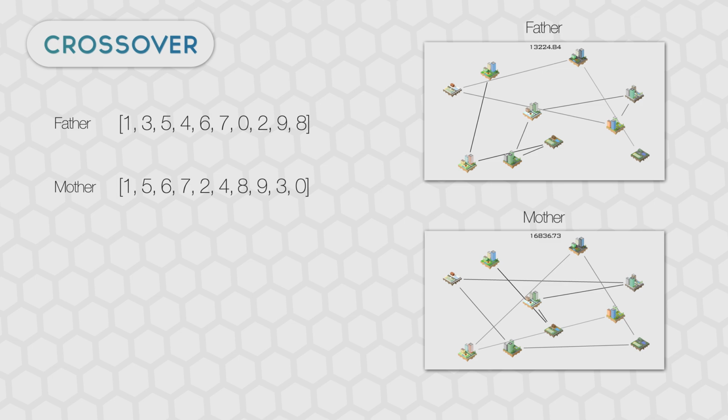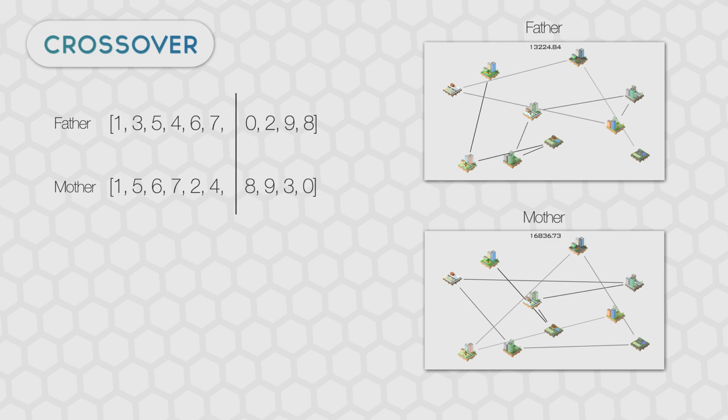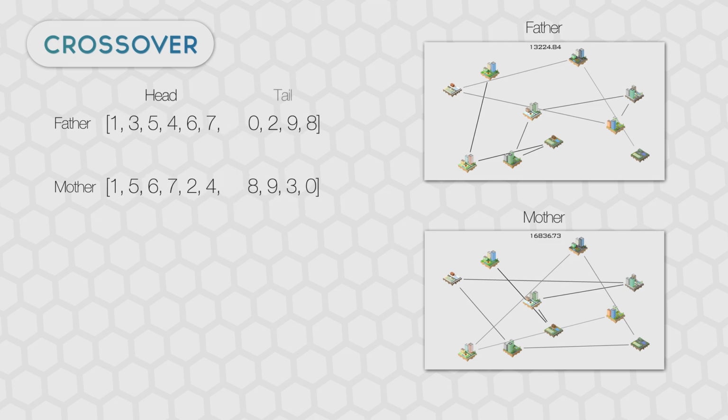Okay, so I hope that you've had a think and you've come up with a potential answer. So to get started, let's grab two individuals and display their genomes like so. What we're going to do is pick some point in our individual sequences, and we're going to split them into a head and into a tail.